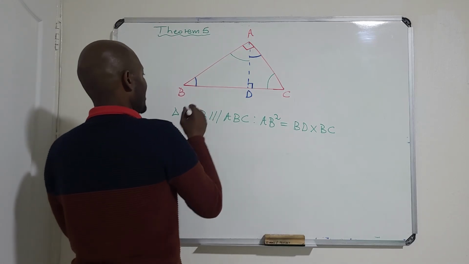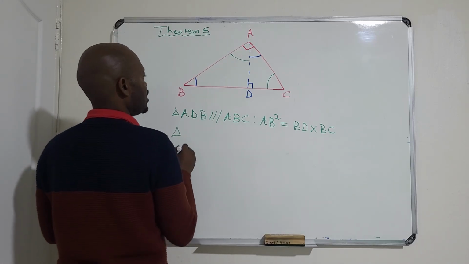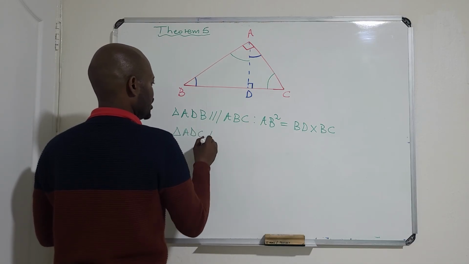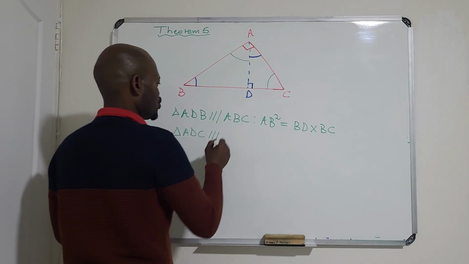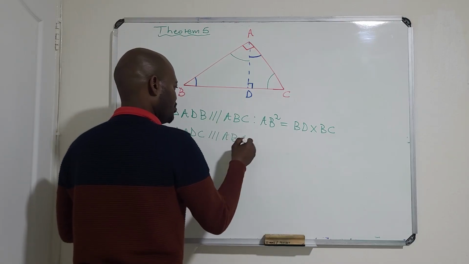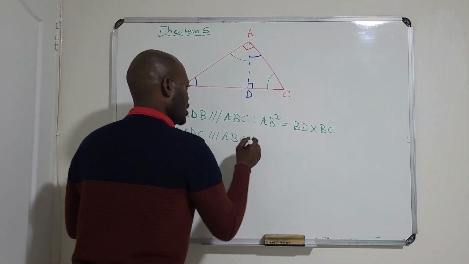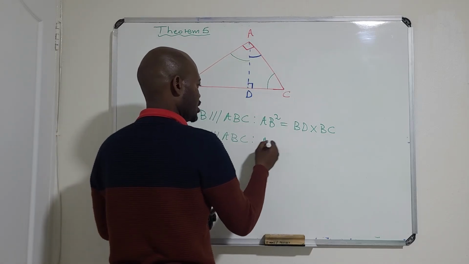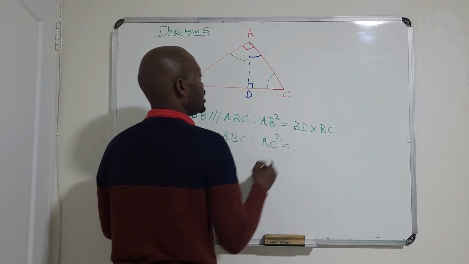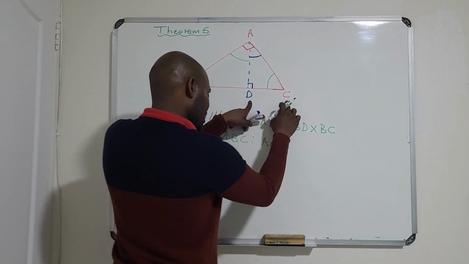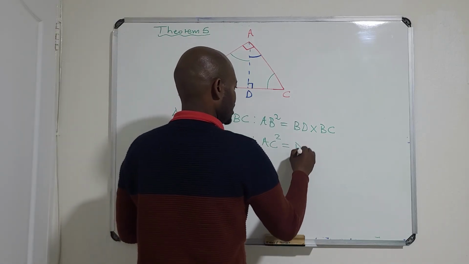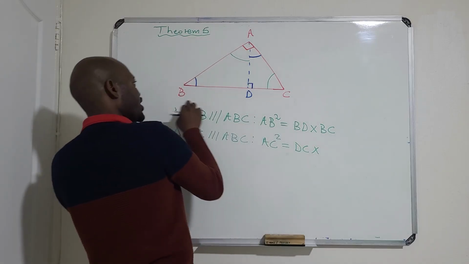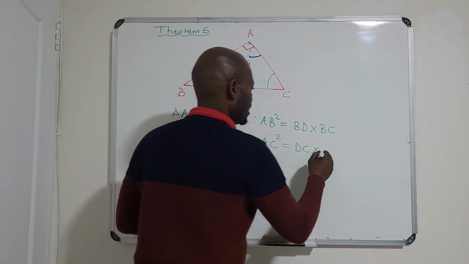If triangle ADC is similar to triangle ABC, we have that this side, which is AC squared, is equal to this, which is DC, times the whole of this, which is BC.